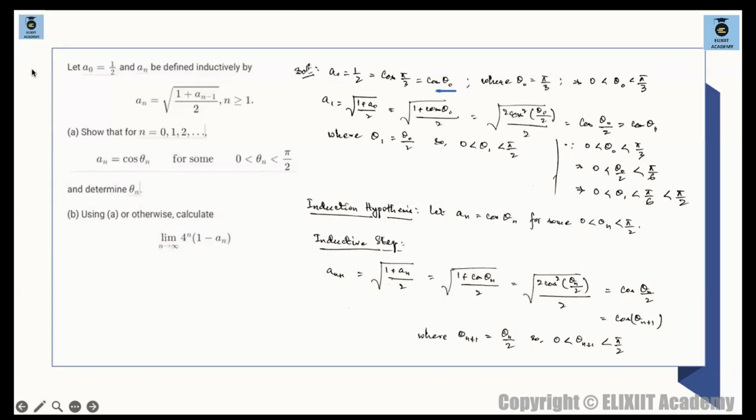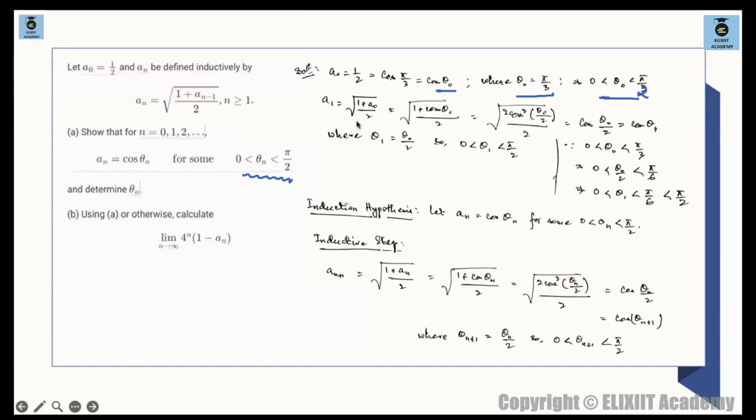Theta naught, I am taking this value as cos of theta naught given, where theta naught is pi by 3, and theta naught definitely lies in between 0 and pi by 2. Because they have said that for whatever values of theta n, where n goes from 0 to 1, 2, 3 and so on, theta n must lie in between 0 and pi by 2. So here n is 0, which means theta naught, which is pi by 3, lies in between 0 and pi by 2, satisfied. The first one is verified.